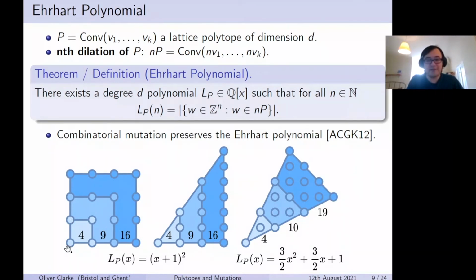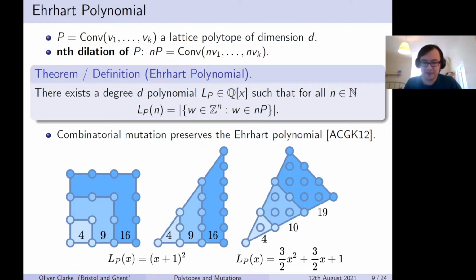So we saw earlier that this square and this triangle are related by a combinatorial mutation, so they have the same Ehrhart polynomial. And on the right, I've drawn a different polytope which has 4 lattice points. But this has a different Ehrhart polynomial, so that tells us that it cannot be related to the others by a combinatorial mutation.